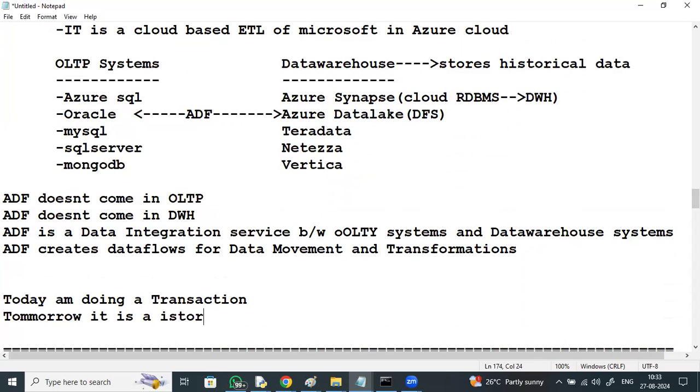Sir, can you give one example for the last line? ADF creates data flow for data movement and transformation. Okay.